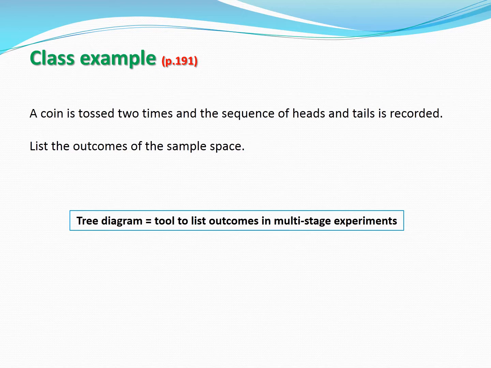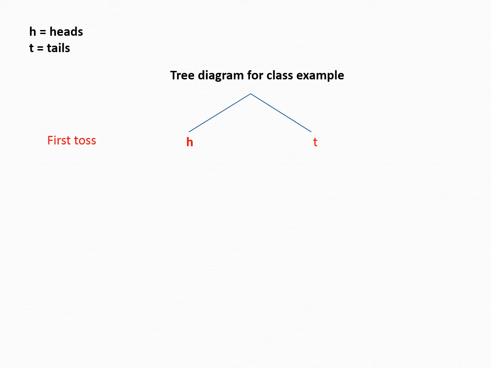So in this class example, I tell you, a coin is tossed 2 times and the sequence of heads and tails is recorded. List the outcomes of the sample space. We can let H denote heads and T denote tails. Then our tree diagram will have 2 branches for the first toss, since you have 2 outcomes for your first coin: you can either have a heads or a tails. For the second coin, you have 2 possible outcomes again. If the first toss was a head, your second coin will either be a head or a tail.